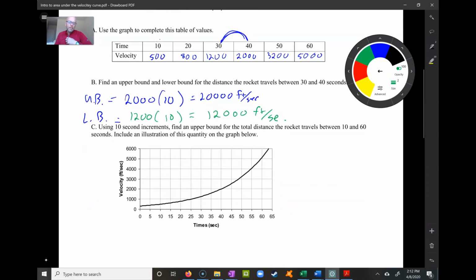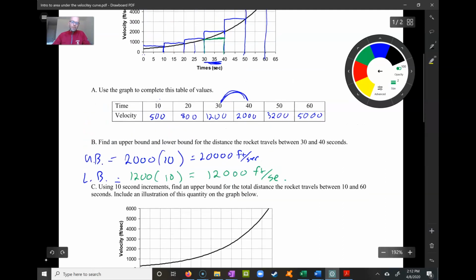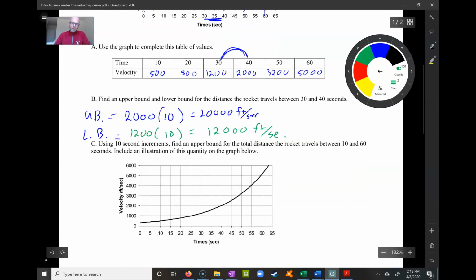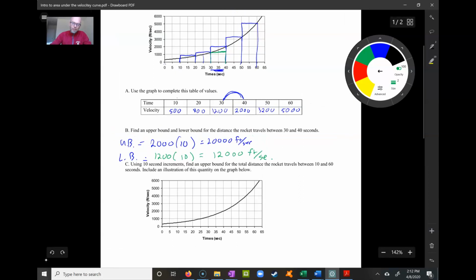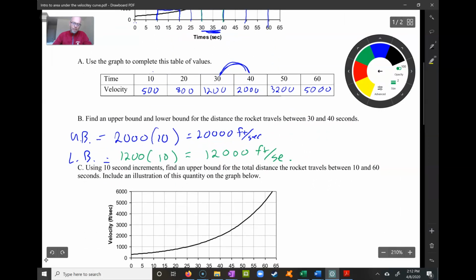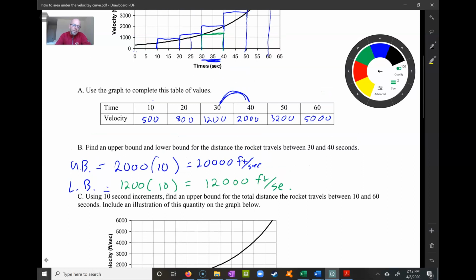Now, using 10-second increments, find an upper bound for the total distance the rocket travels between 10 and 60 seconds. So between 10 and 60, we're forgetting about that part, and we're not looking beyond that. I'm going to make this a little bit smaller so we can see that, as long as I can see that table. So basically my upper bound is going to use the upper side of 10 seconds. The first interval is between 10 and 20, and I'm going to use the 800 as my velocity.